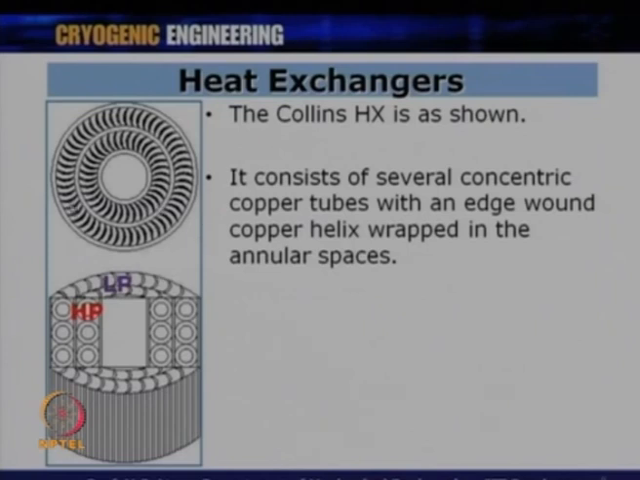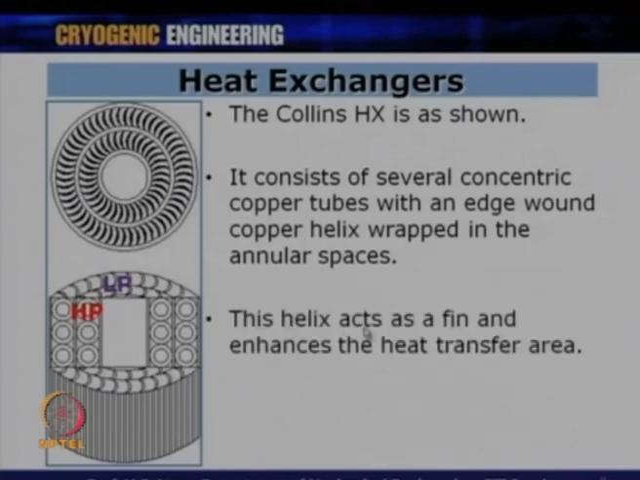And you can have various layers of this fin tube, so that you get higher heat transfer area available in a given volume. The Collins type heat exchanger consists of several concentric copper tubes with an edge wound copper helix wrapped in an annular surface. So, what I am calling fins could be an edge wound copper helix which acts like a fin. And therefore, what is most important is the contact of this copper helix with the main tubes over here. Therefore, the contact resistance should be 0 and the fin efficiency should be higher in this case. This helix acts as a fin and enhances the heat transfer area.